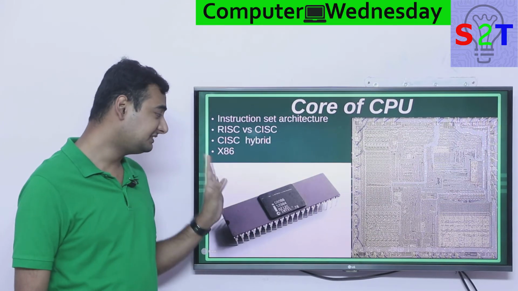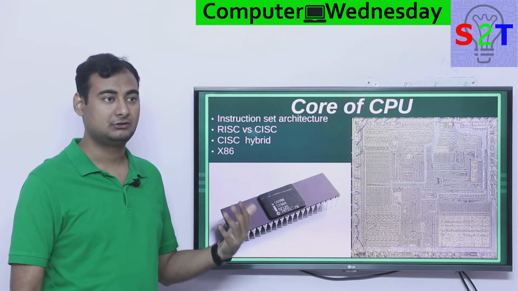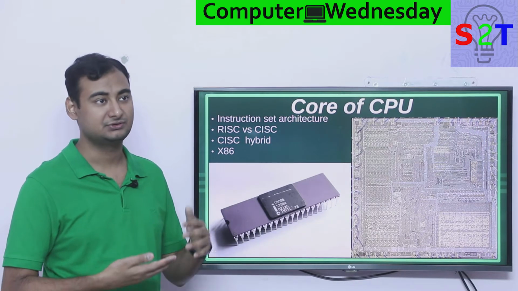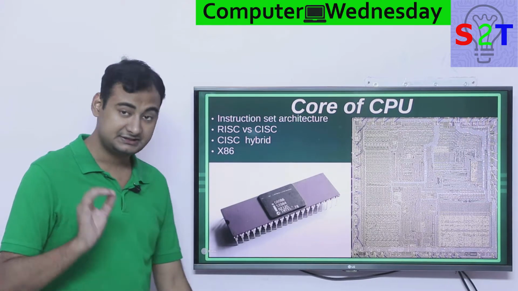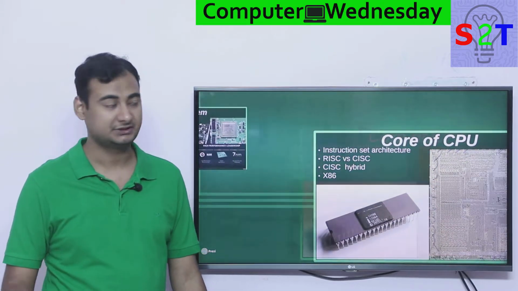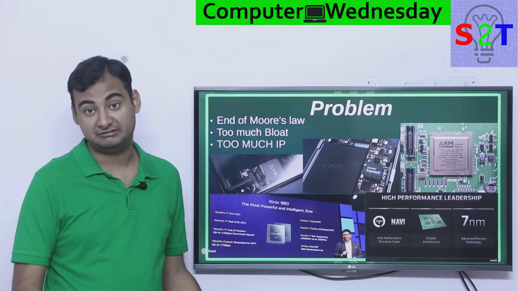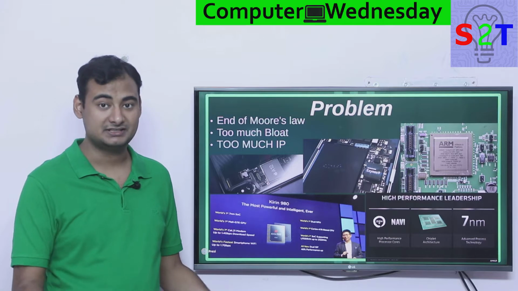So x86 became the de facto default for everything, from servers to mainframe computers to almost everything. So this is the core fundamental of your computer. So what is the problem with it? If it has been working since the 1980s, what is the problem with it?